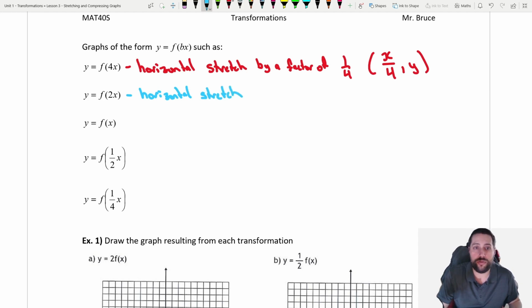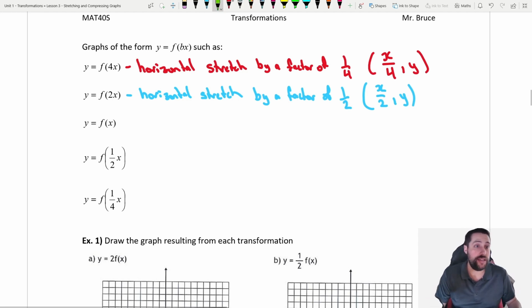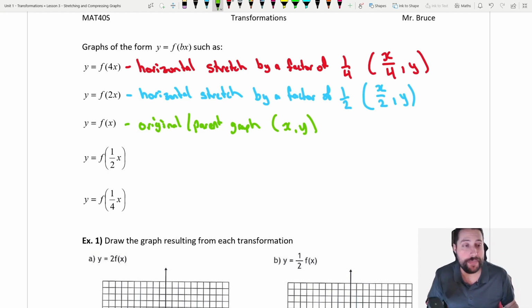Okay, so that's a horizontal stretch by a factor of 1/2. So this is, again, the reciprocal. So for a mapping notation, it's going to be x/2. Okay, and then the next one, y is equal to f of x. Well, that is the original or parent function, or parent graph. So everything remains the same. So for your mapping notation, it's still x and y.